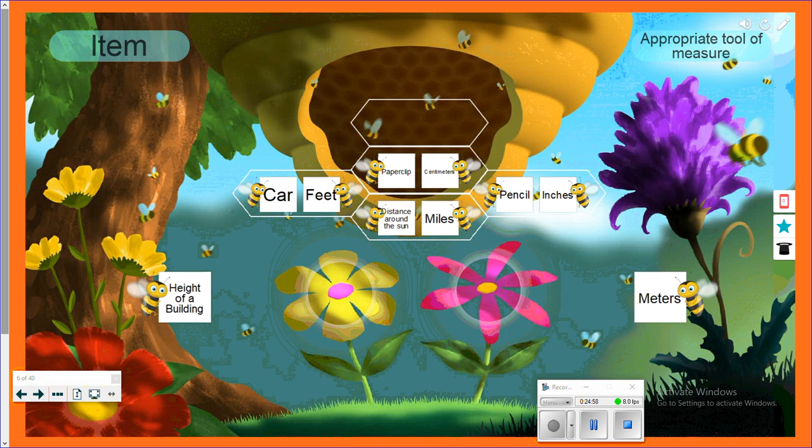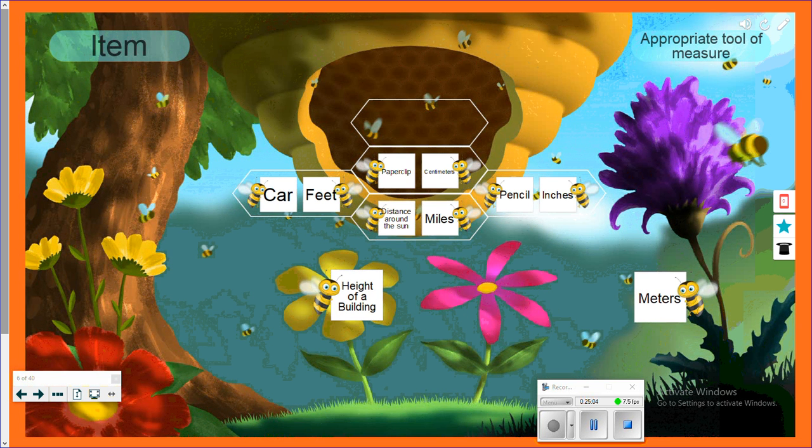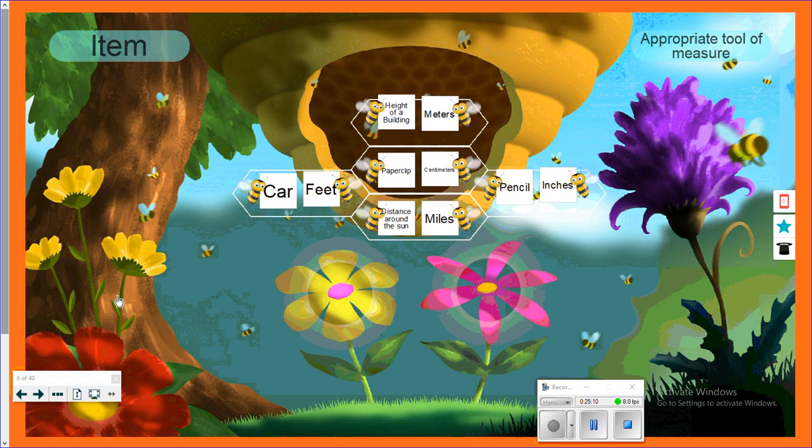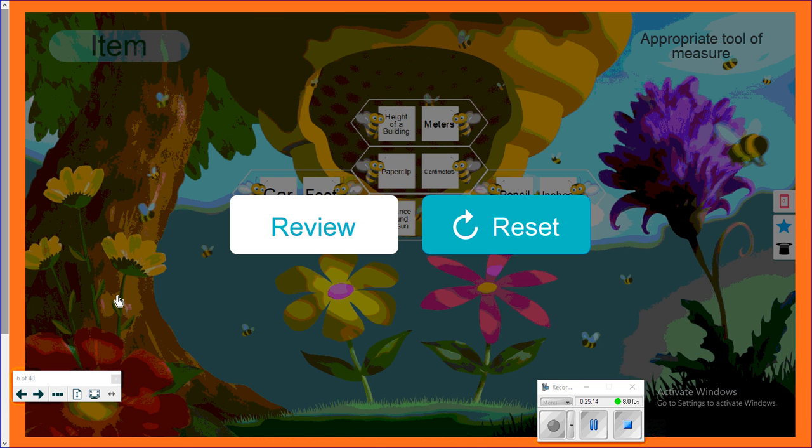Yes. All right, Miranda. Height of a building. The height of a building. So I can measure how tall a whole building is with a large unit like a meter. Easy peasy.